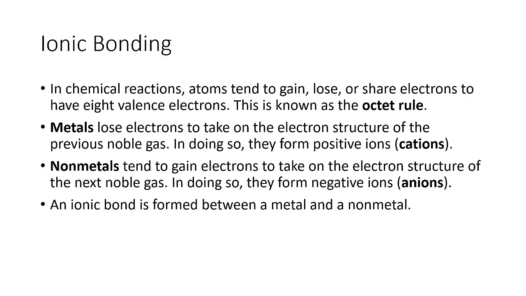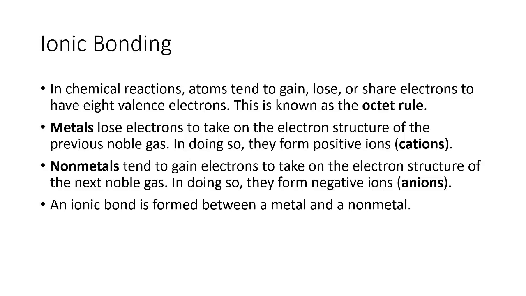In a chemical reaction, atoms tend to either gain, lose, or share electrons to have 8 valence electrons. This is the octet rule. If these atoms gain or lose their electrons, then they're typically part of an ionic bond, whereas sharing electrons is your covalent bonding, which we are not talking about in this video.